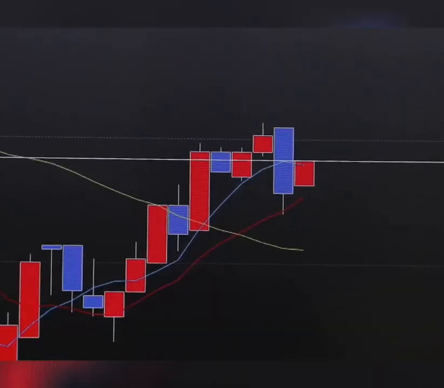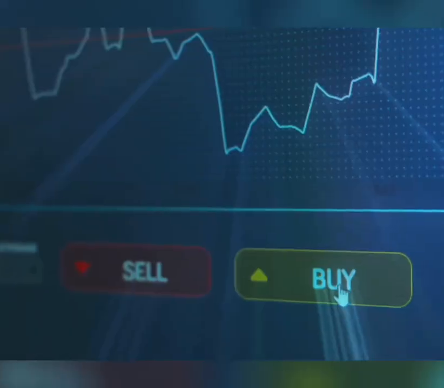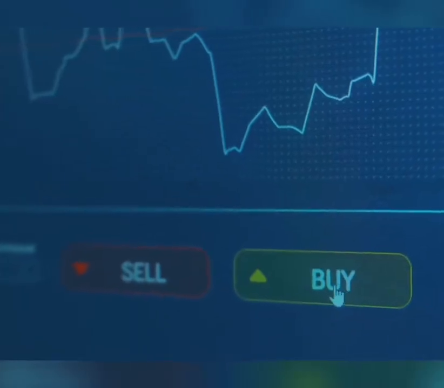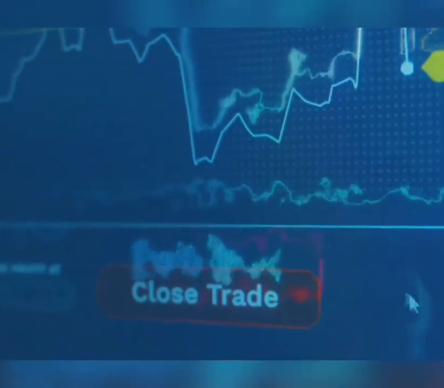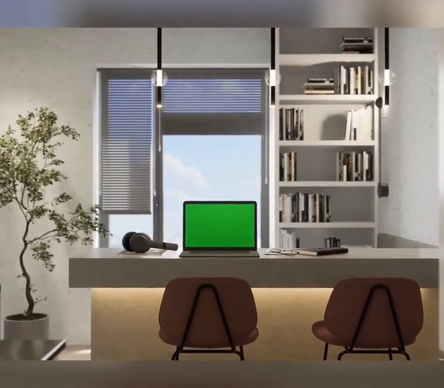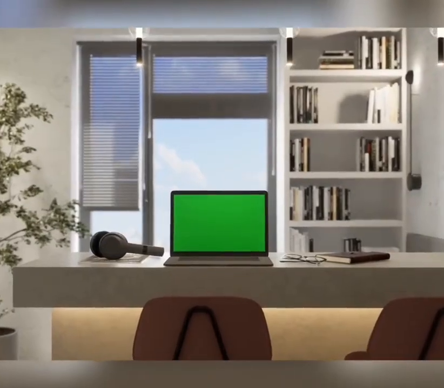MA10 above MA50, above MA100, price pulls back into the MA, an arrow appears, enter sell. Follow this checklist every time and your accuracy will improve.